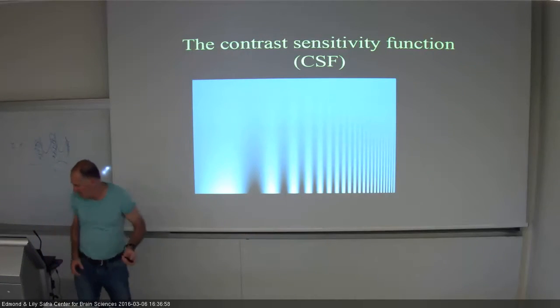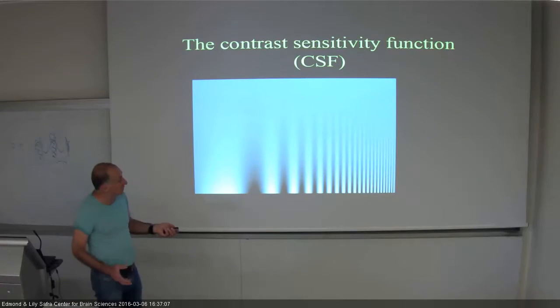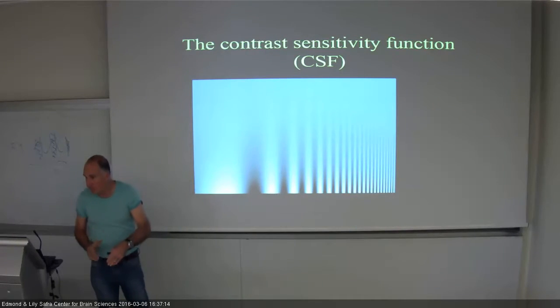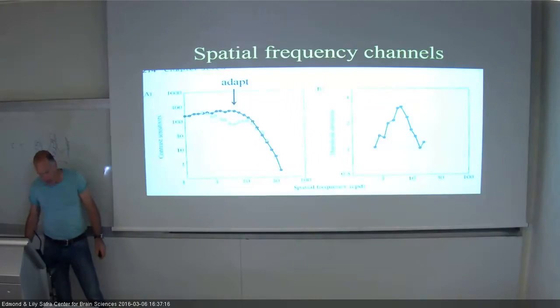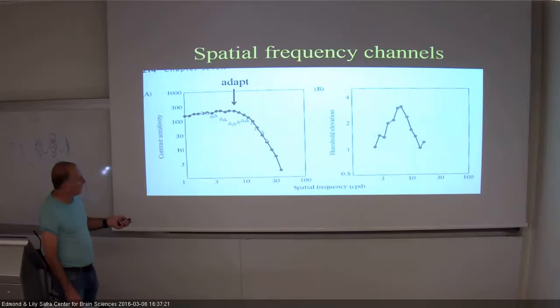It's something which is low for very low frequencies, then it gets to a peak and then it drops again. Depending on the distance, if you have very, very fine, narrow bands like this, you're not going to be able to resolve them. So that's where you have the drop at high spatial frequencies. This is the way to draw it: the x-axis is spatial frequency, and the y-axis is the contrast sensitivity, so high here means high sensitivity.